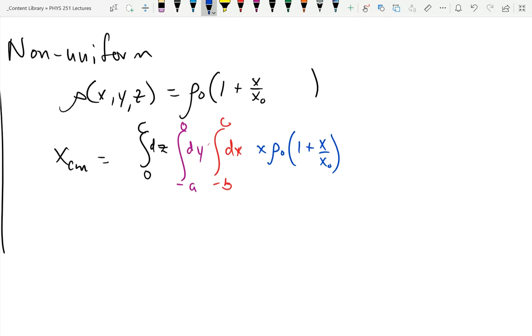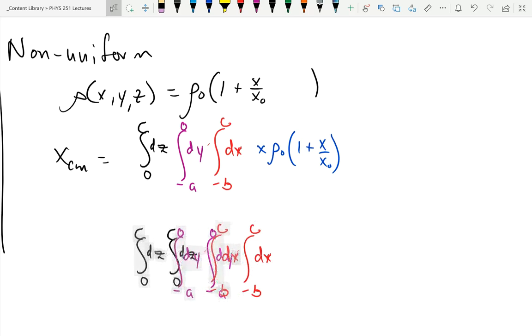And this time I am going to be even more clever and do this first. In this example, we can't move rho out. That is correct. Now rho 0 is a constant. And so I can move rho 0.